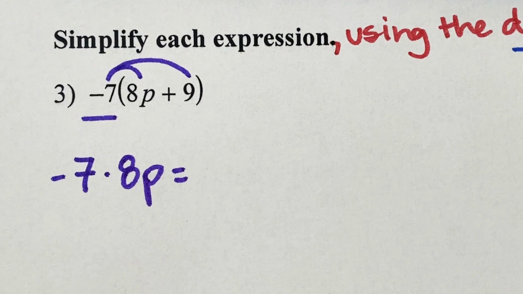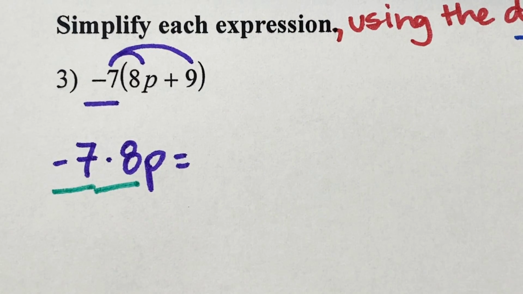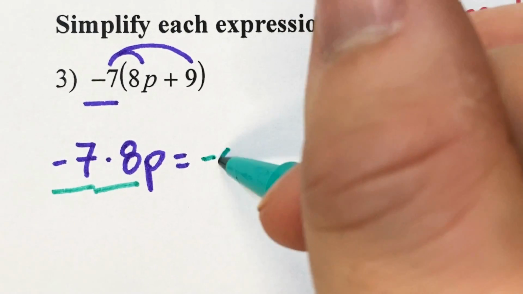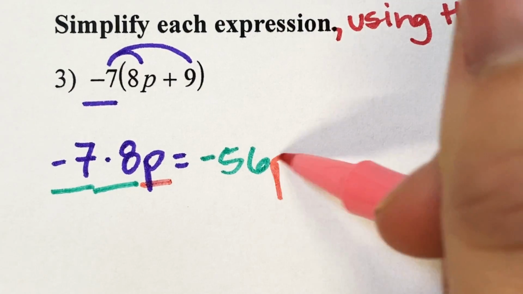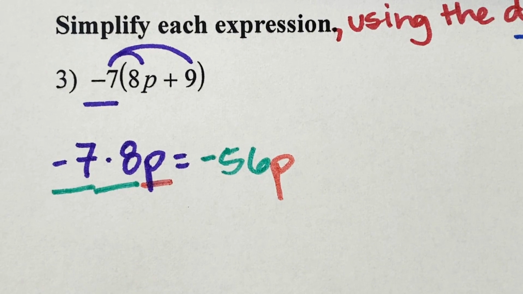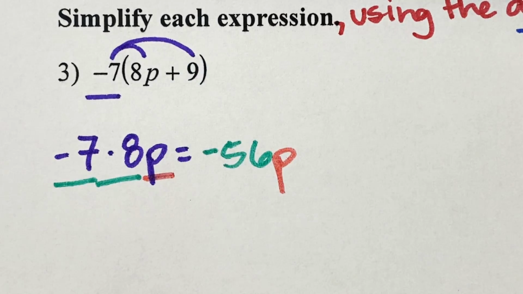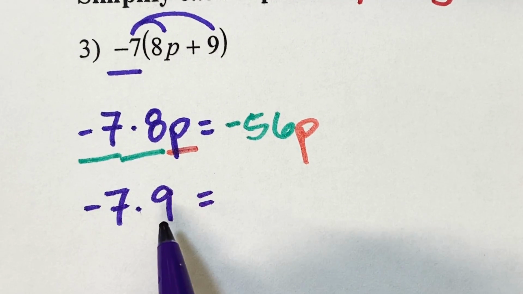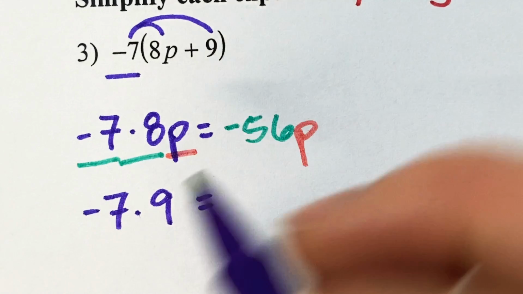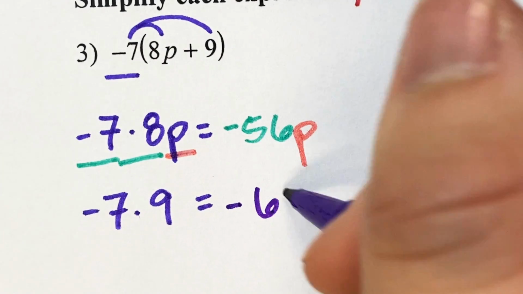Let's take this one step at a time. First, we have negative 7 times 8. What is negative 7 times 8? You can always use a calculator. It gives me negative 56. Then how many p's were being multiplied? Just that one piece, so negative 56p. Our next piece is that negative 7 multiplying to the positive 9. So we have negative 7 times 9. What is negative 7 times 9? It's going to give me negative 63.